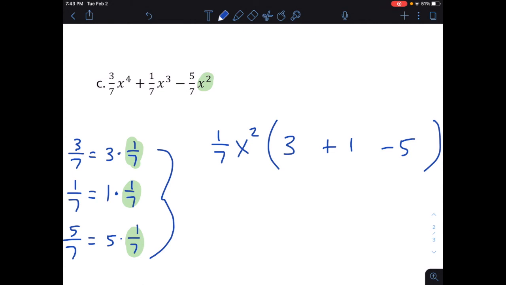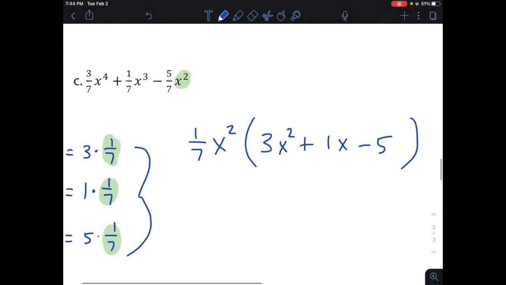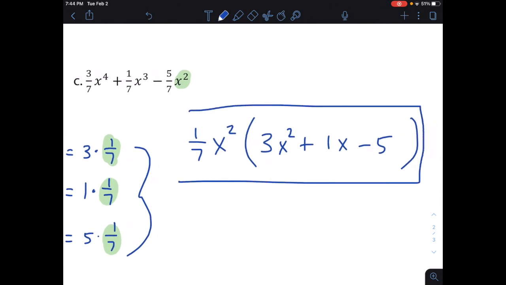As far as the variables, it should be fairly easy just to look. We have x to the 4th and x squared. Well, that means we've got x squared. And then x to the 3rd and x squared. That means we've got x. And then in the last one, the x squareds just cancel, so we just have the 5. So our factored polynomial ends up looking like this.